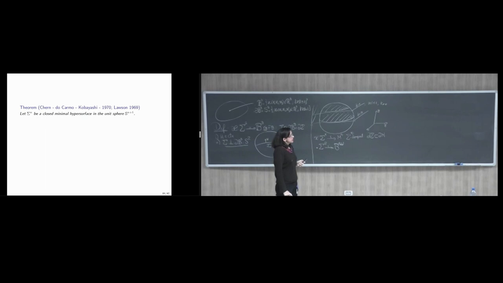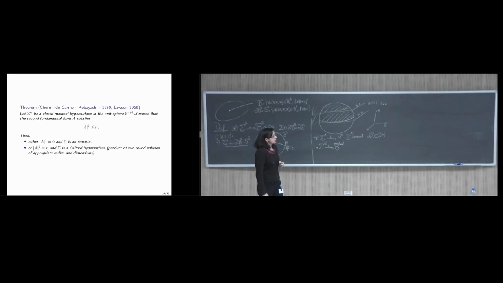Remember that this theorem was provided by Chern, do Carmo, and Kobayashi, and by Lawson, independently. Let sigma be a closed minimal hypersurface in the sphere. If the second fundamental form satisfies this gap, what did they prove? They proved that if equality occurs here, then sigma is classified as an equatorial hypersurface, or the other inequality happens, and these are Clifford hypersurfaces.